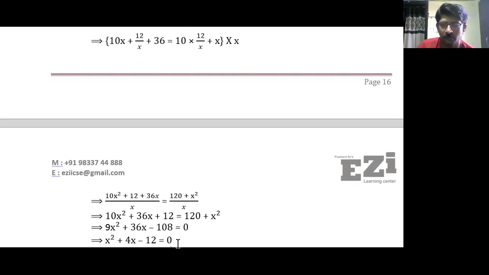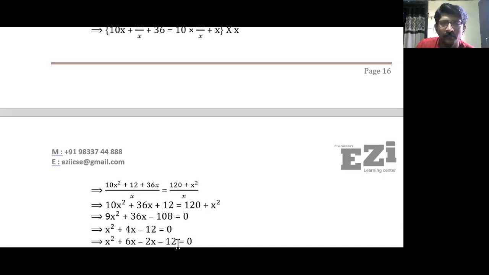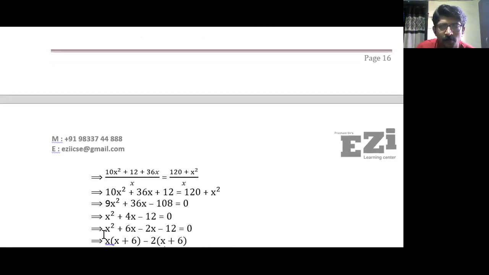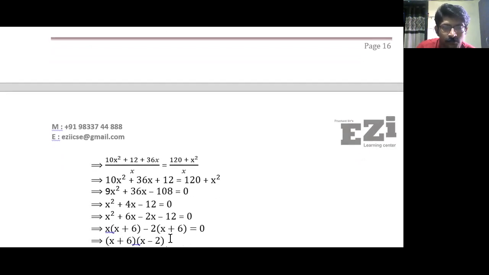Now splitting the middle term, it will become x square plus 6x minus 2x minus 12 is equal to 0. We just split 4x into positive 6x and negative 2x. Again, take x common from here, so it will become x plus 6. Take out minus 2 common from here, so x plus 6, which equals 0. Now the next bracket would become, again, x plus 6 into x minus 2 is equal to 0.